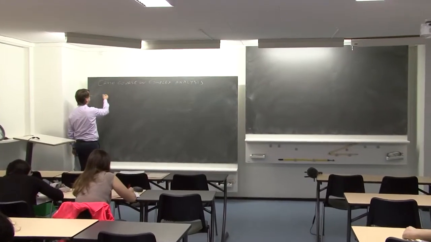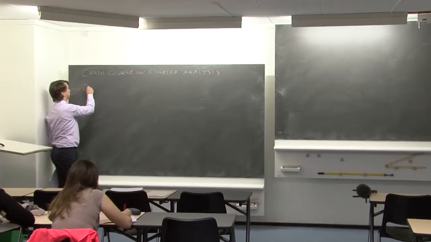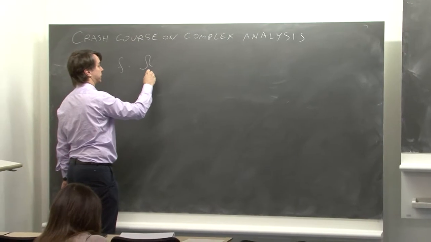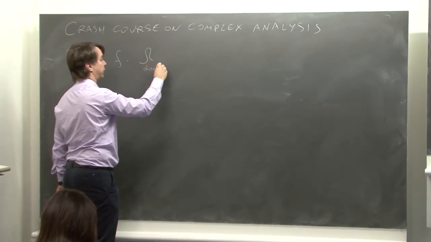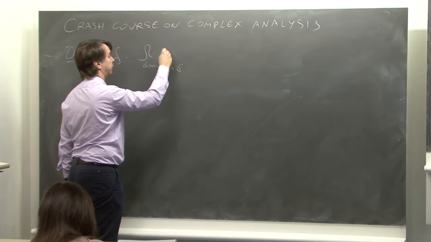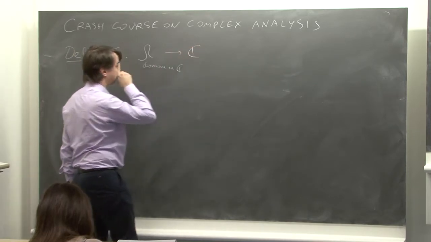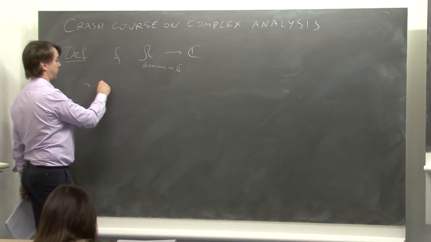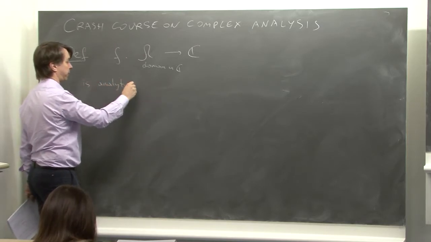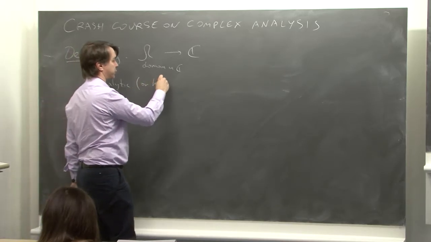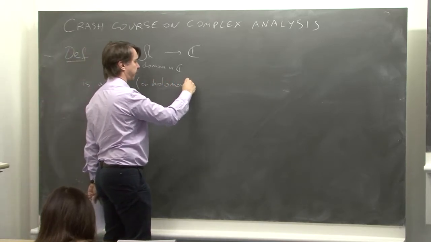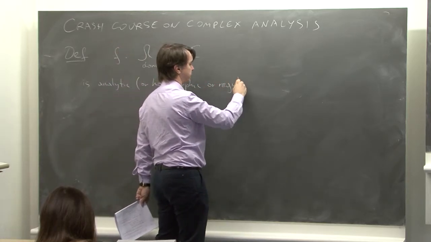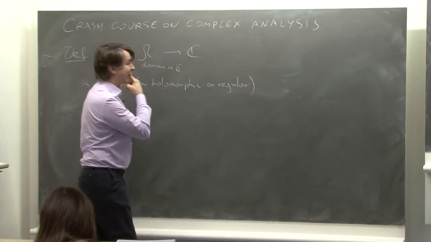So the main object, we deal with functions f from omega, which is a domain in the complex plane, to the complex plane, and we say that f is analytic, or people use the word holomorphic, or people used to use the word regular. If you read old books, they use the word regular.